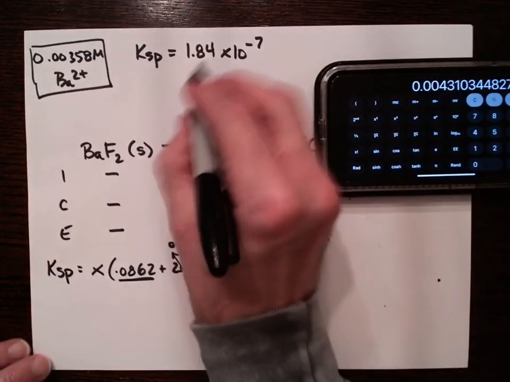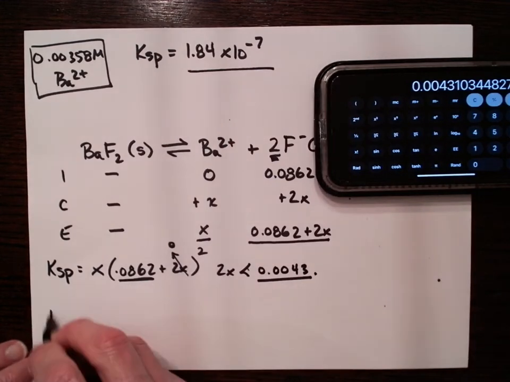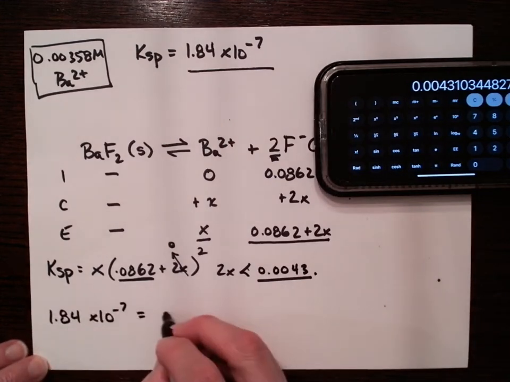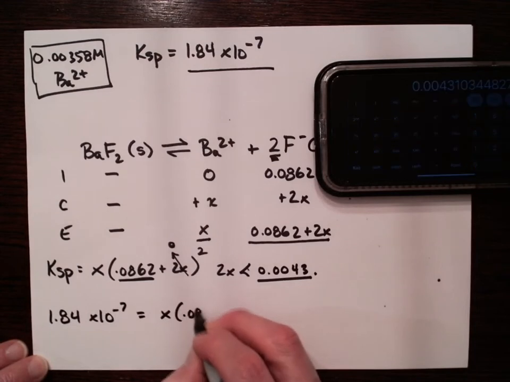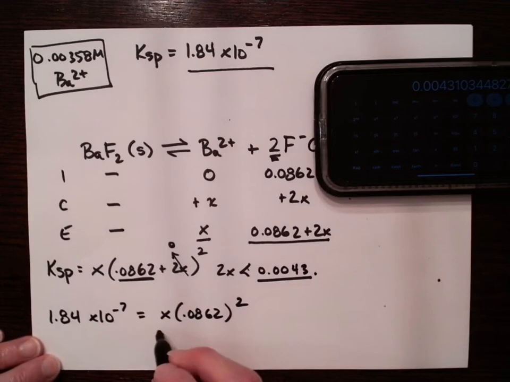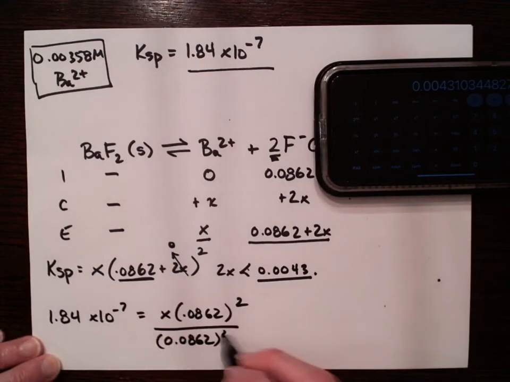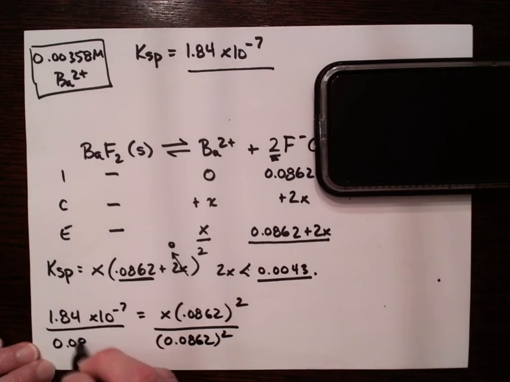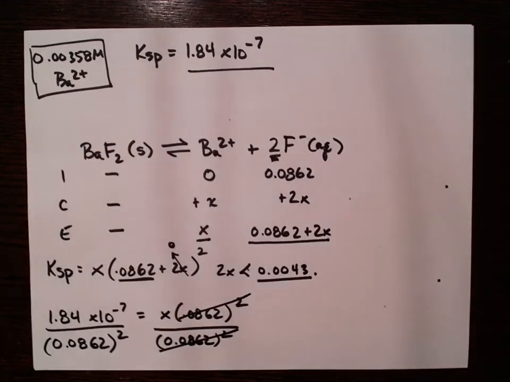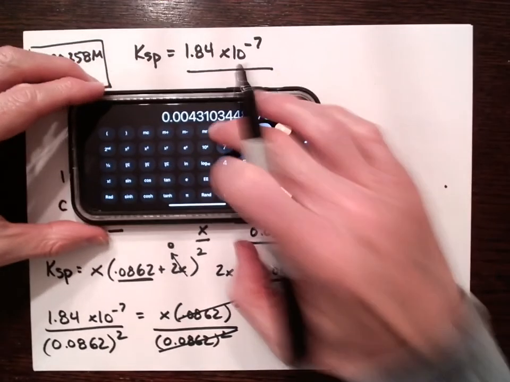But in this case, I can put this in for KSP, 1.84 times 10 to the negative 7. That should be equal to X times 0.0862 squared. It's going to be close. Let's divide both sides by 0.0862 squared. This cancels this, and X is going to be equal to whatever this comes out to be. All right, let's try it. Here we go.